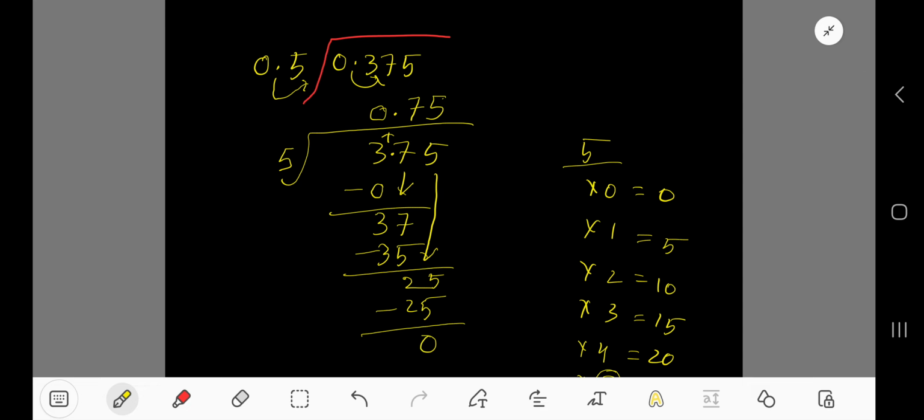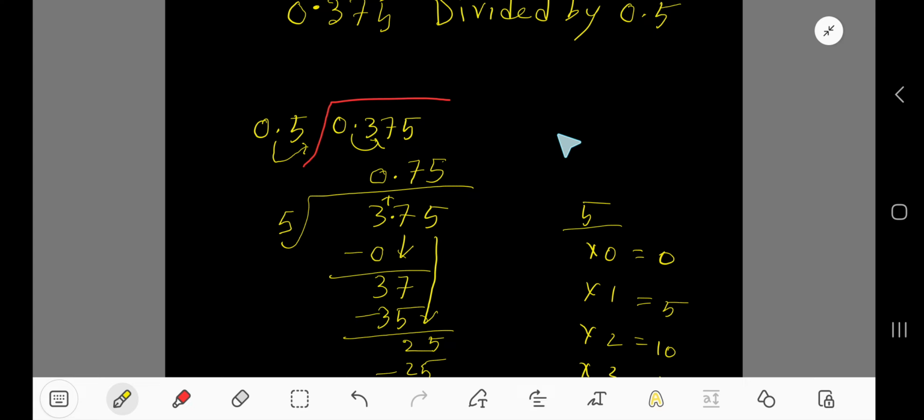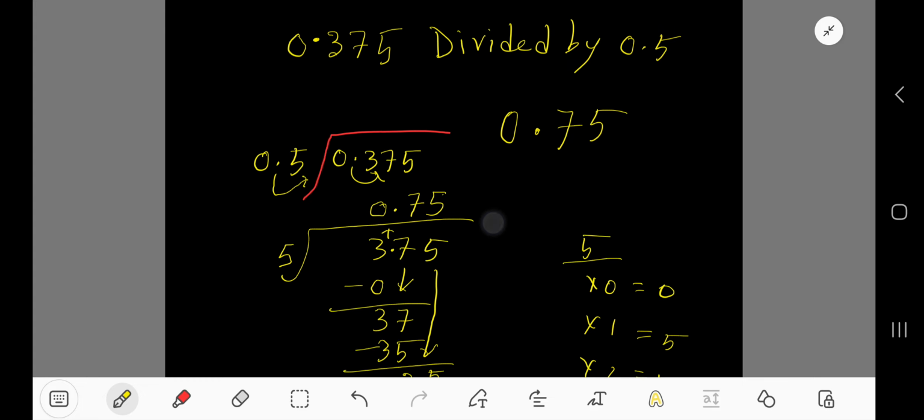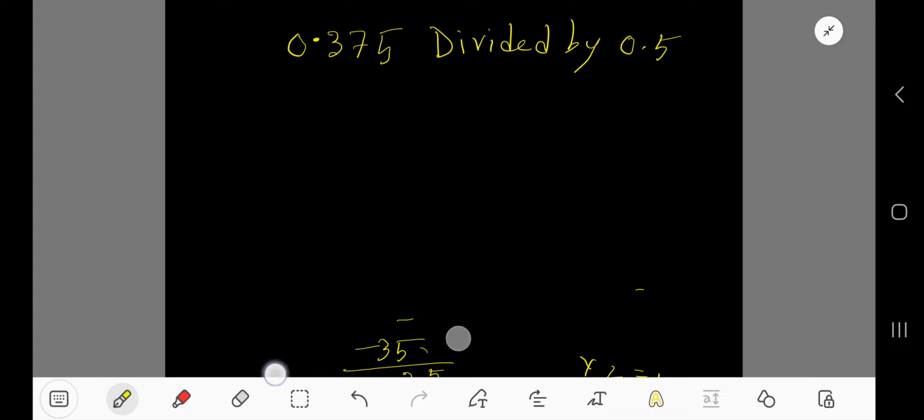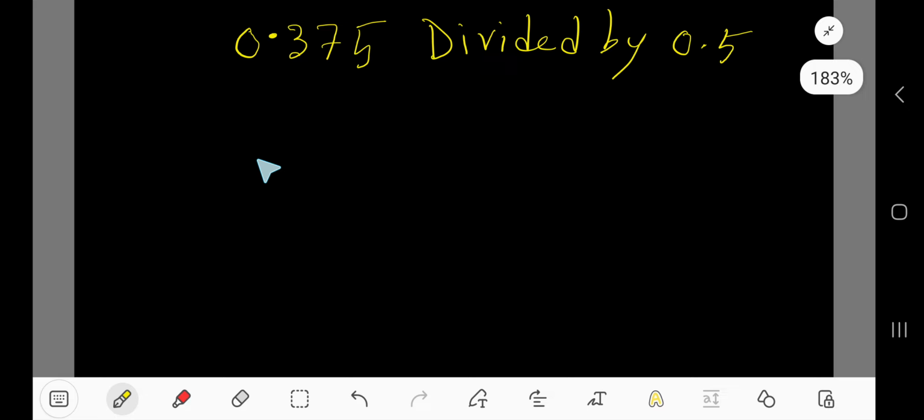That is, our result is 0.75. You can also delete this 0 or use it. The purpose of using this 0 is to mean that this number is less than 1. I hope you have understood. Now let me show you another method to find the result, right?